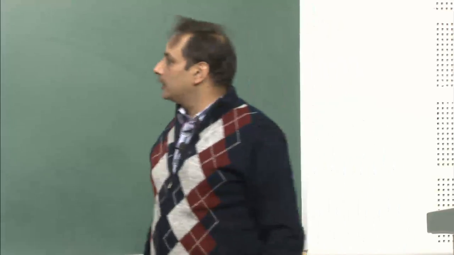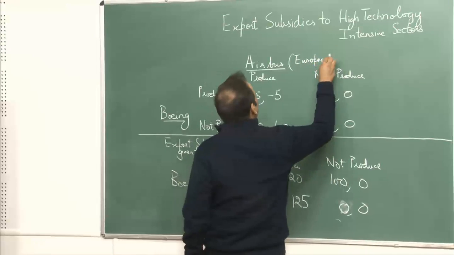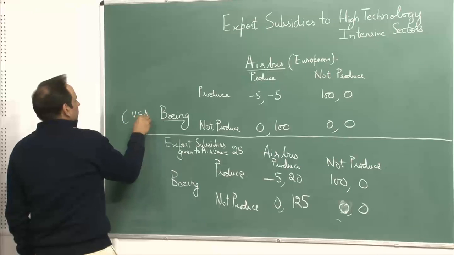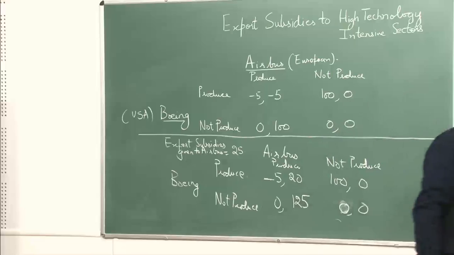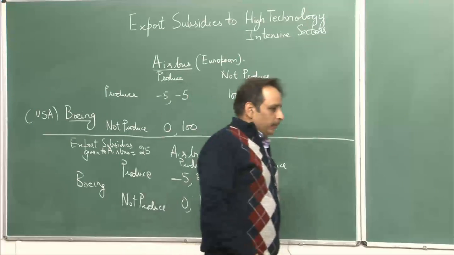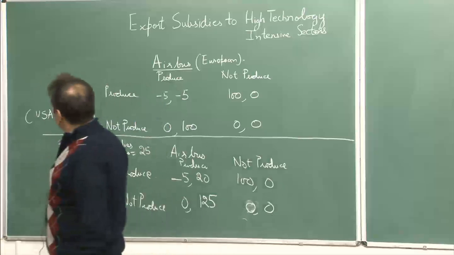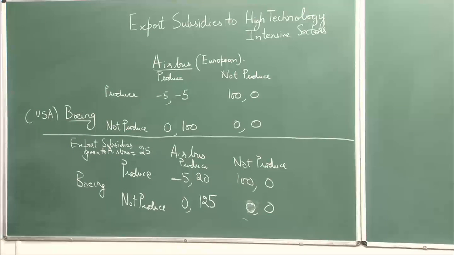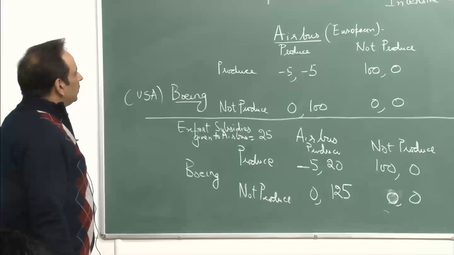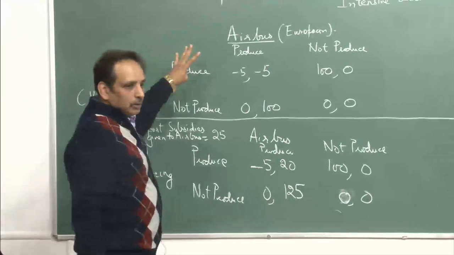industries producing aircraft: Airbus in Europe, a European company, and Boeing, which is Seattle based, in the United States. There's fierce competition between Airbus and Boeing because they are producers of the same aircraft. Now in this setting, both Airbus and Boeing are competing with each other, and this strategic interaction is evaluated through a simple game.